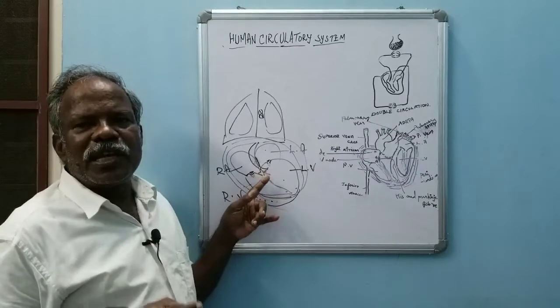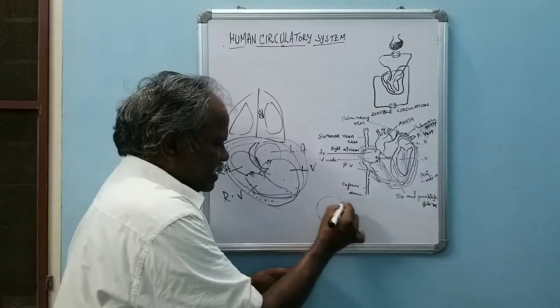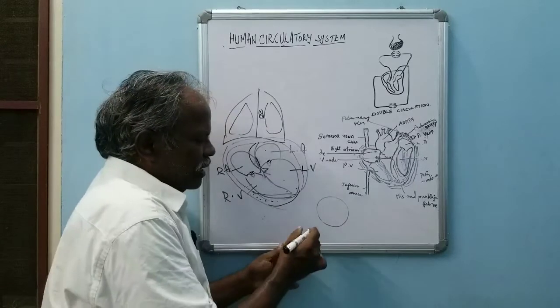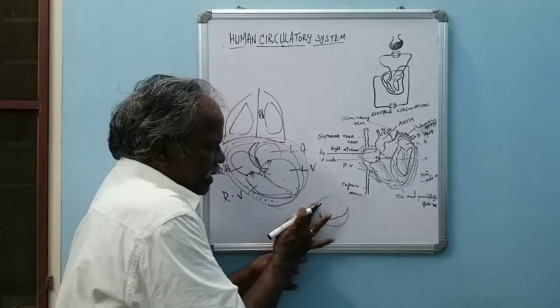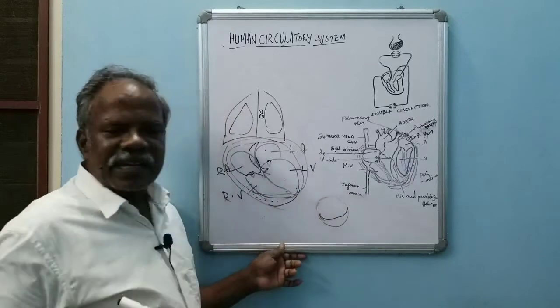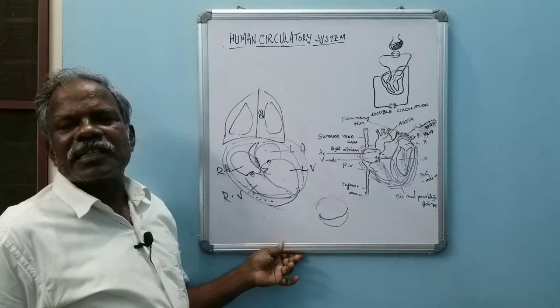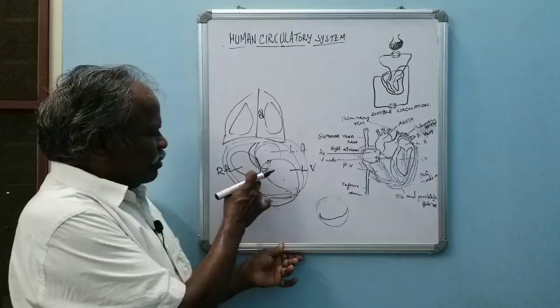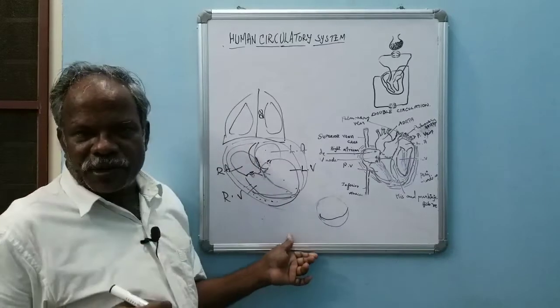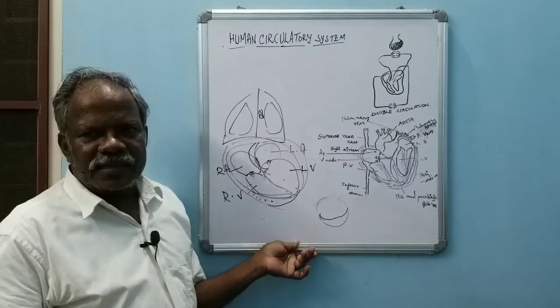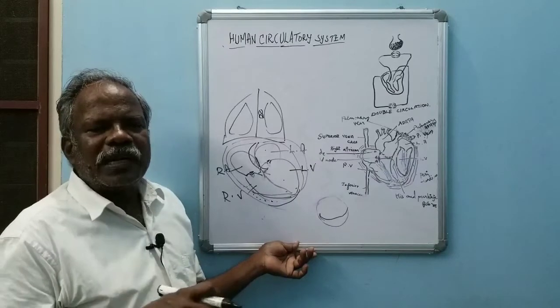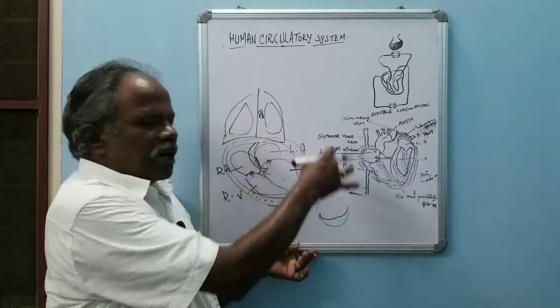These are called semilunar valves. Lunar means the moon, and semilunar means half-moon, since the valve appears like a half moon, it is called a semilunar valve. Totally three semilunar valves are found in the aorta. The aorta takes the pure blood from the left ventricle to all parts of the body.